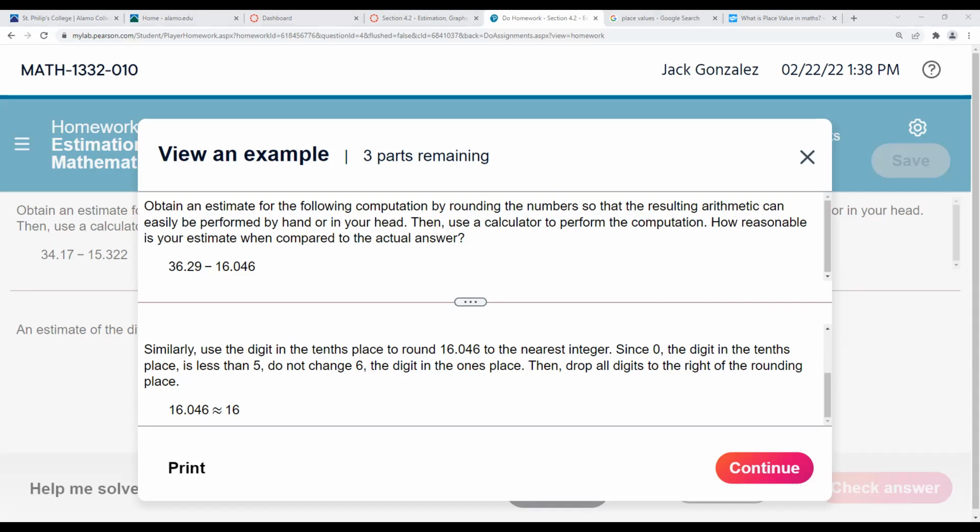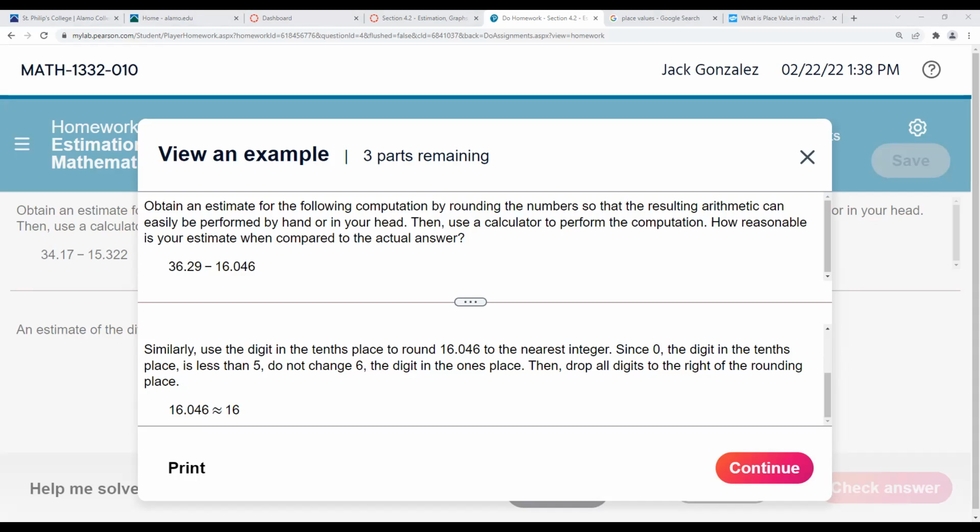So look at the 6, go to the right. That's clearly way below 5. So you keep it at 16. Now this is much easier to add. What is 36 plus 16? Okay, so that's all they want you to do in the homework.